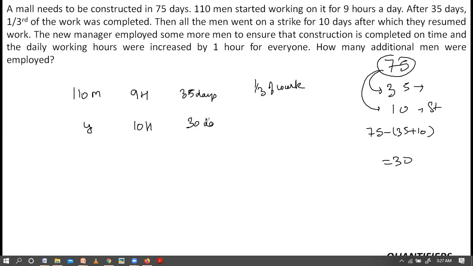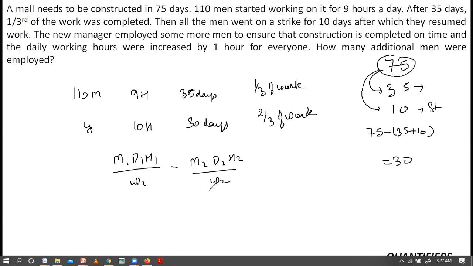So 30 days are left and the work is to be completed, which means 2/3 of the work has to be done. Now these are my basic conditions. So this is the direct question of chain rule. Now what does the formula for chain rule say? Men 1 days 1 hours 1 upon work 1 is equal to men 2 days 2 hours 2 upon work 2. So whenever there is some variable not given, we ignore that. But here in the first case, 110 men working for 35 days for 9 hours a day completed 1/3 of the work. And then men 2 हमें निकालने हैं.